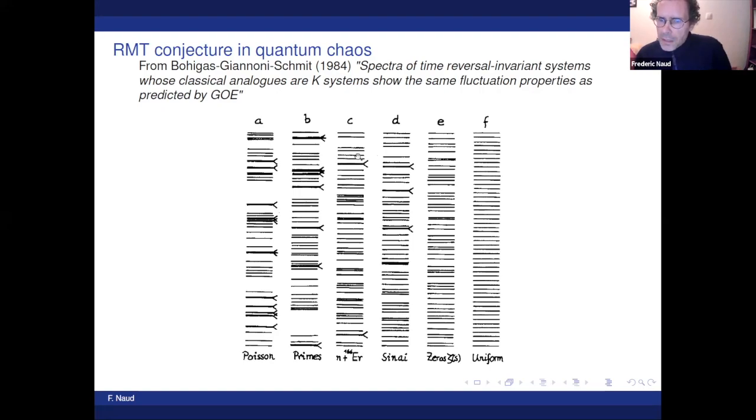And then C is an actual atomic experiment. It's called Erbium 166. Don't ask me what it is. It's some isotopic version of some rare metal, and they are doing some neutron scattering experiment. And they do observe some resonances, and when you look at the energy level, it doesn't look as random as in the Poisson case. And then D is the Sinai billiards, so it looks even less random.